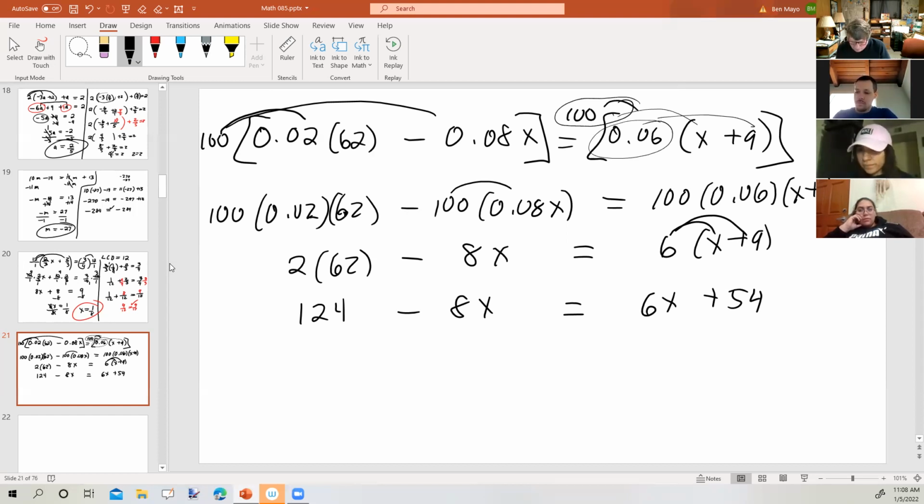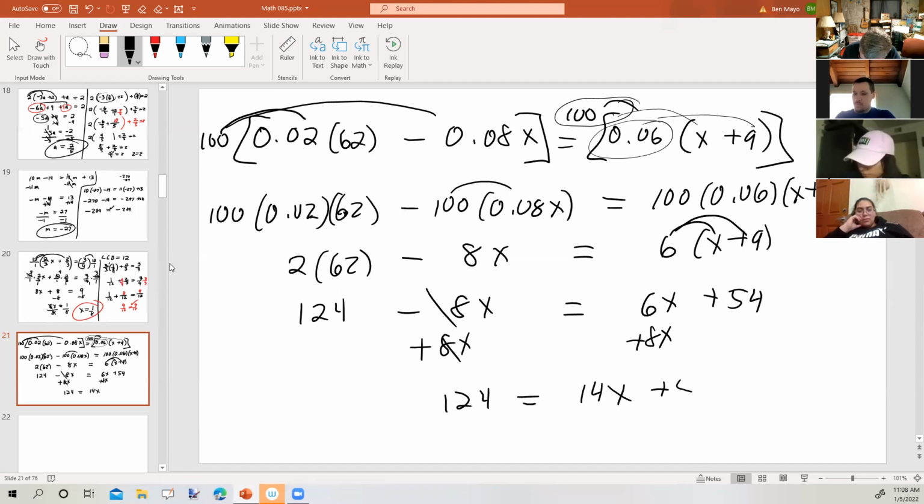So now I've got an equation. Let's put all the x's on the right this time. Okay. So to put x's on the right, I'm going to add 8x to both sides to get rid of it on the left. I get 14x plus 54. Okay.